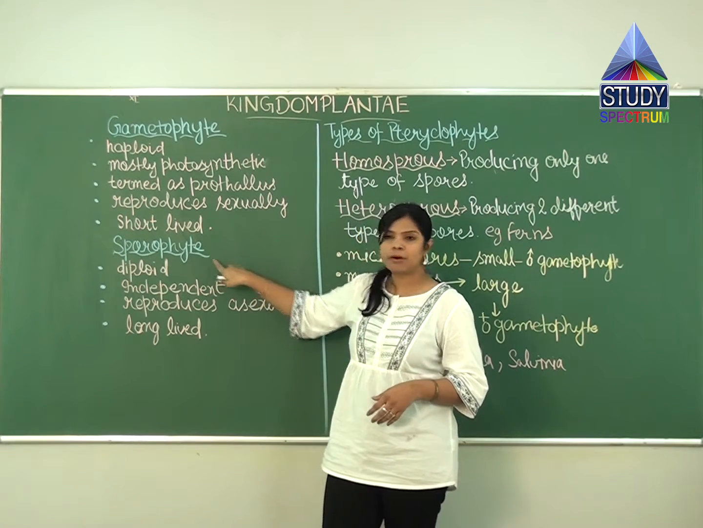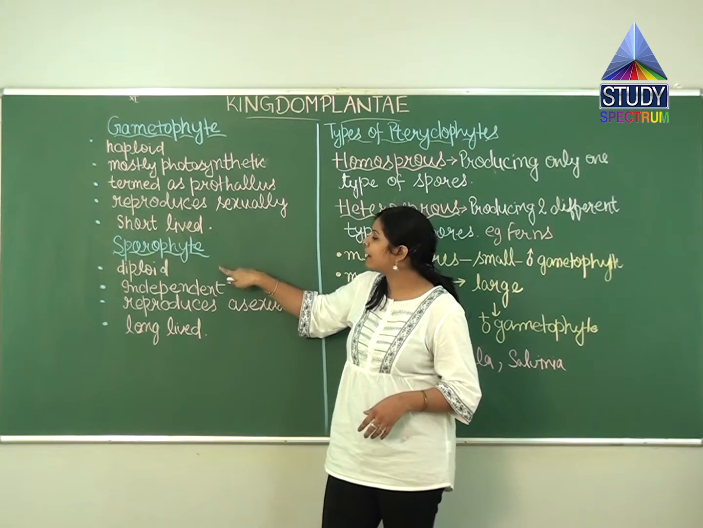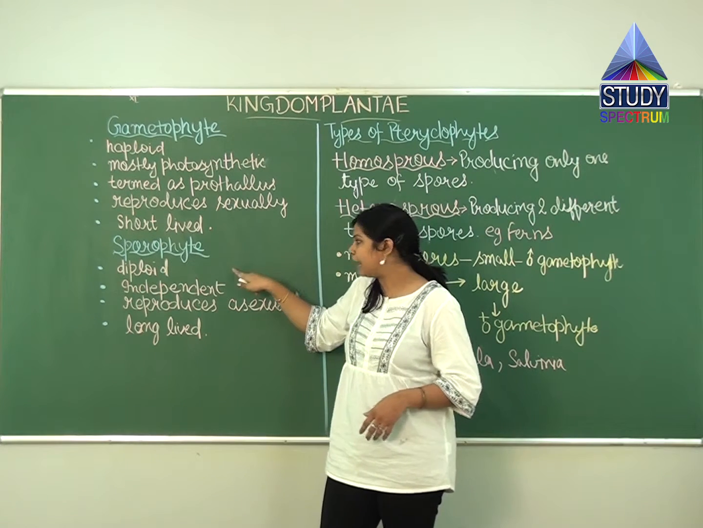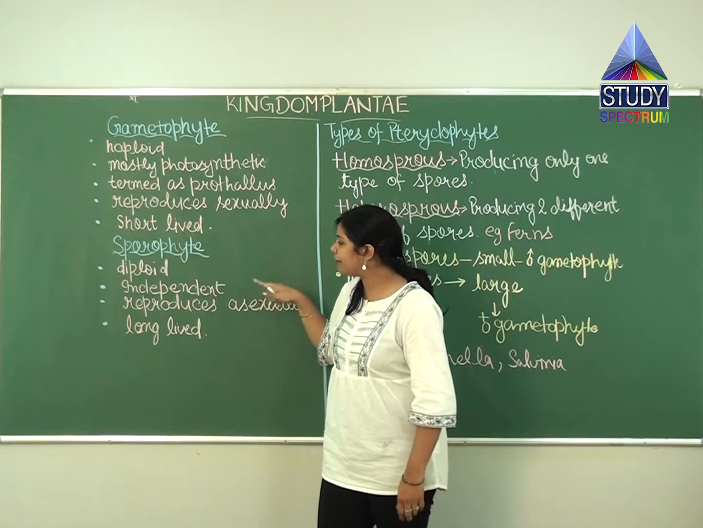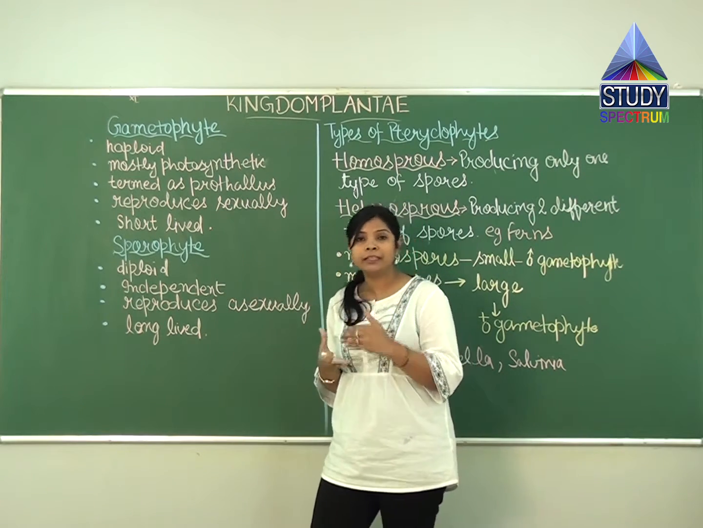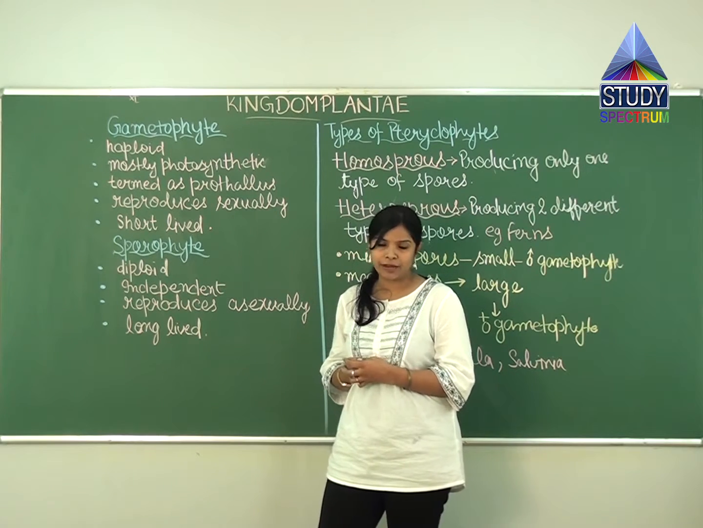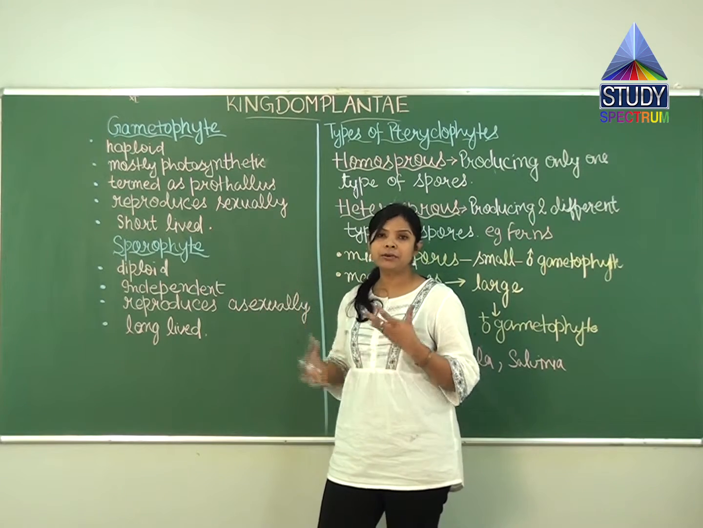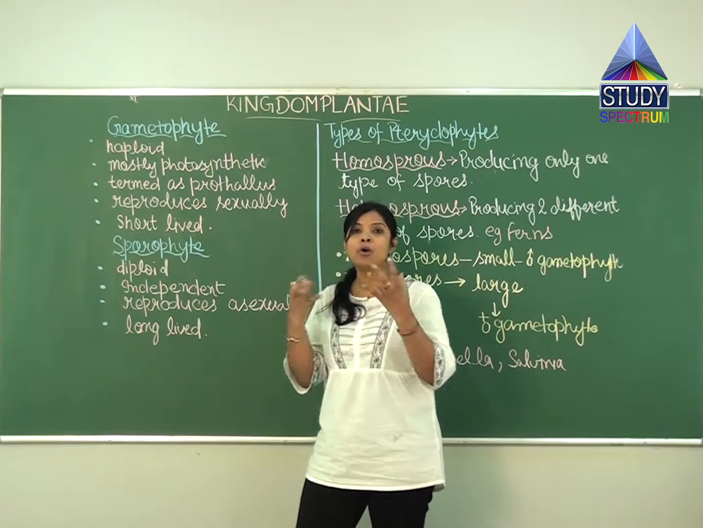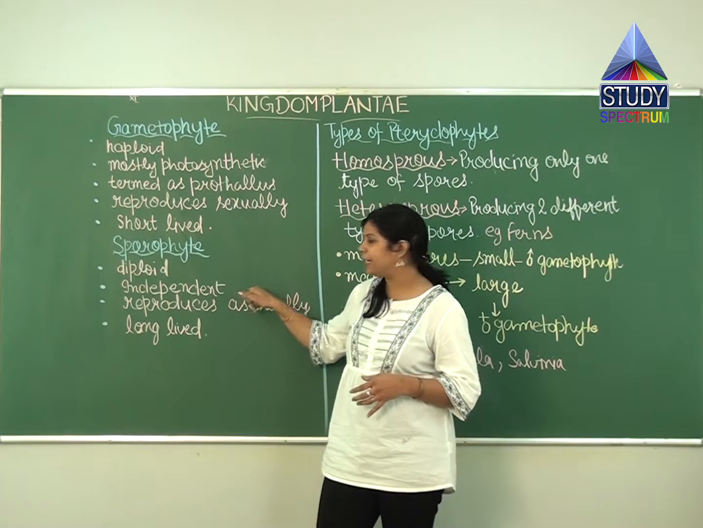Now, if I talk about the sporophyte, it will be diploid. Why? Because how will the sporophyte be formed? Because of the fusion of the male and female gametes. Now, they will be independent. Why? Because after the new sporophyte forms on the female gametophyte, what happens? It receives nutrition from the female gametophyte, but after some time the whole plant changes to the sporophyte. That's why they will be independent.